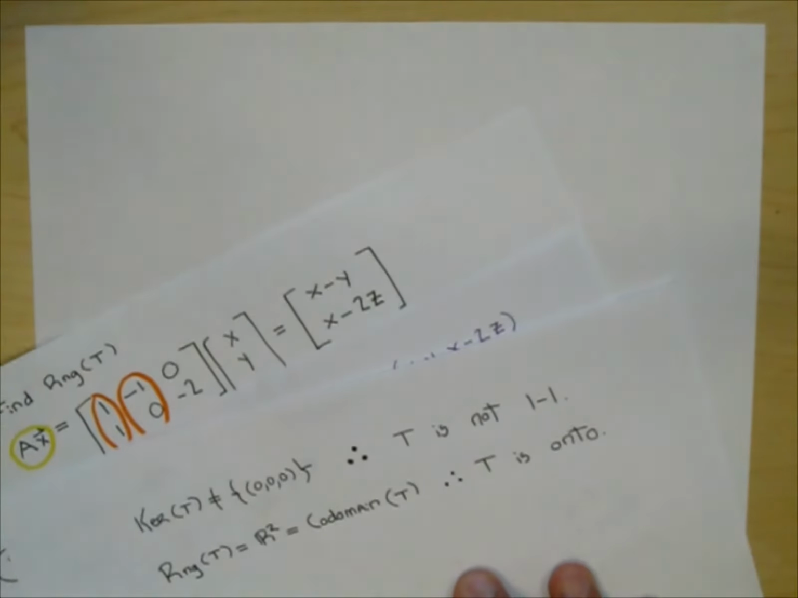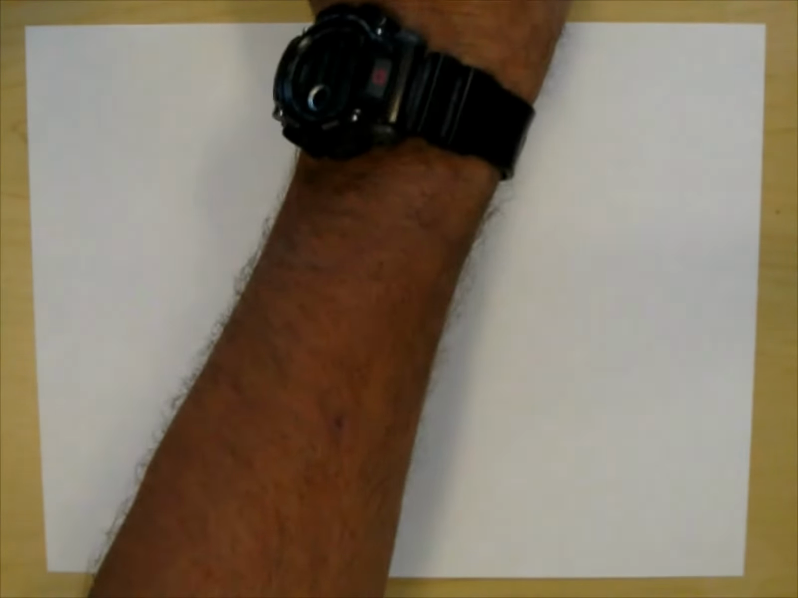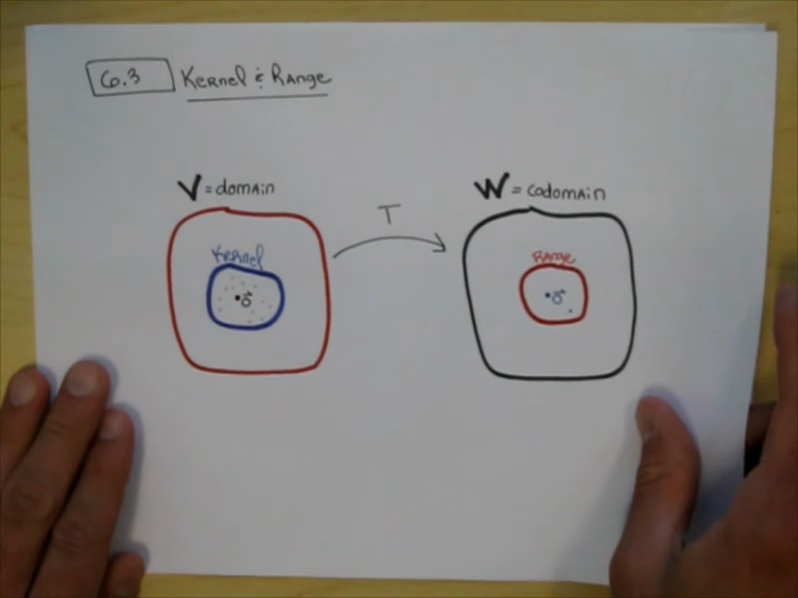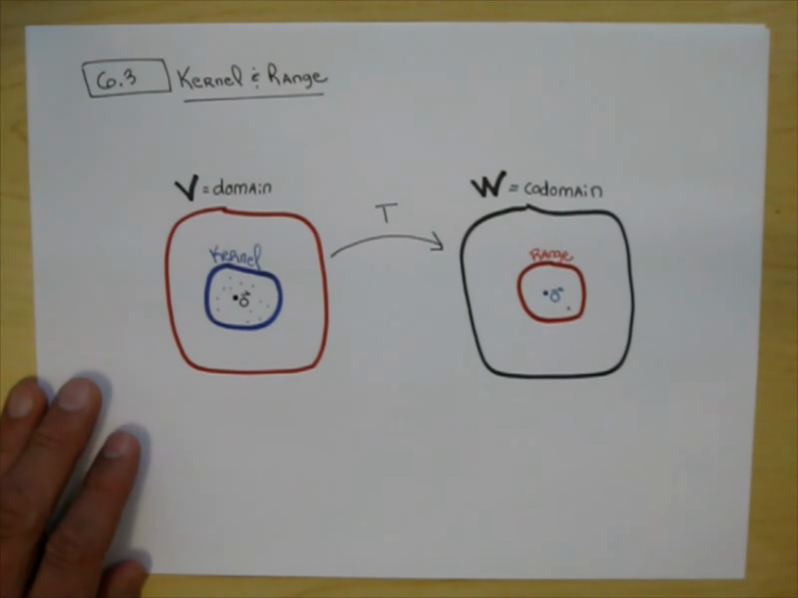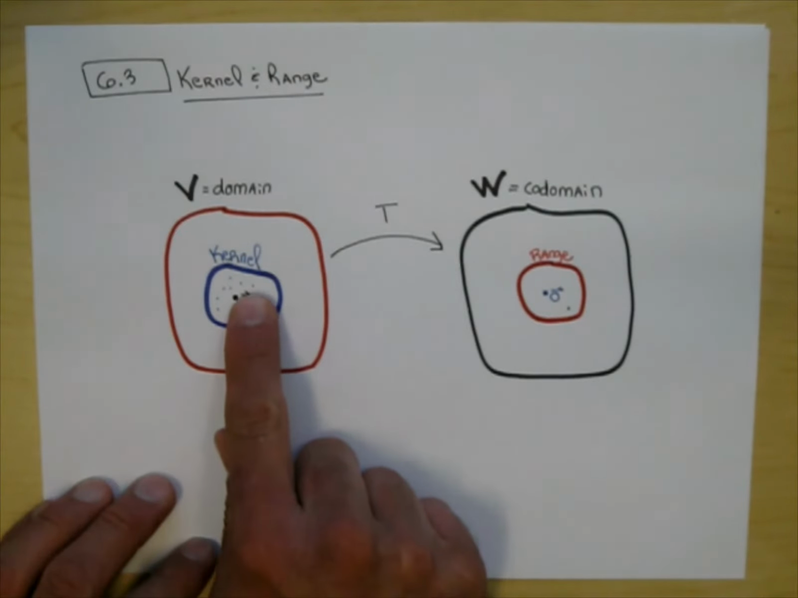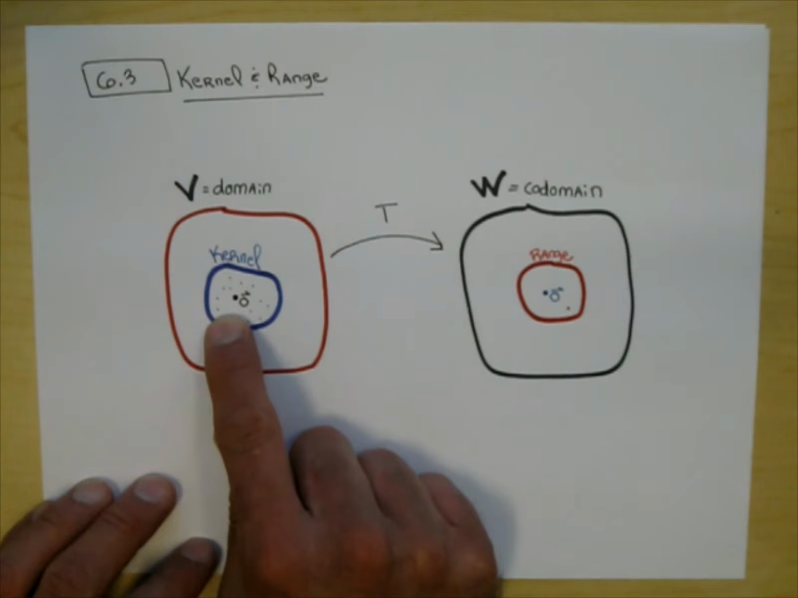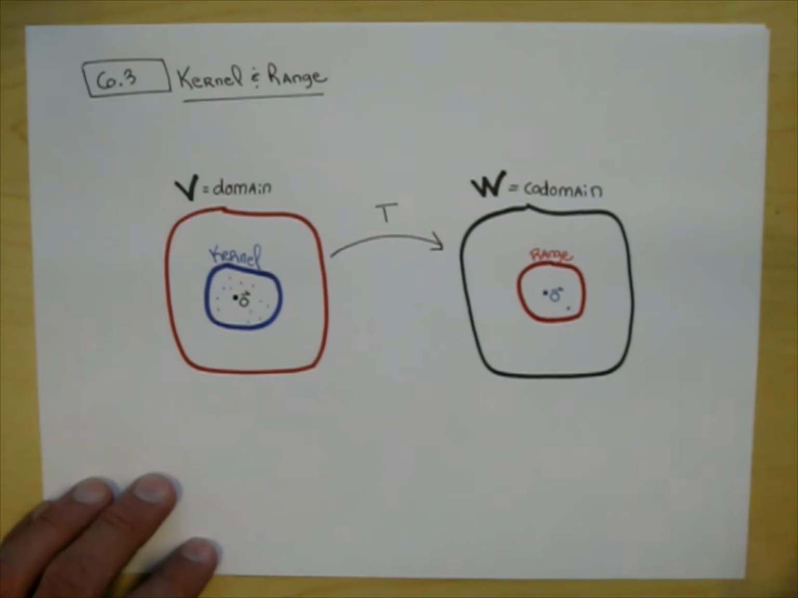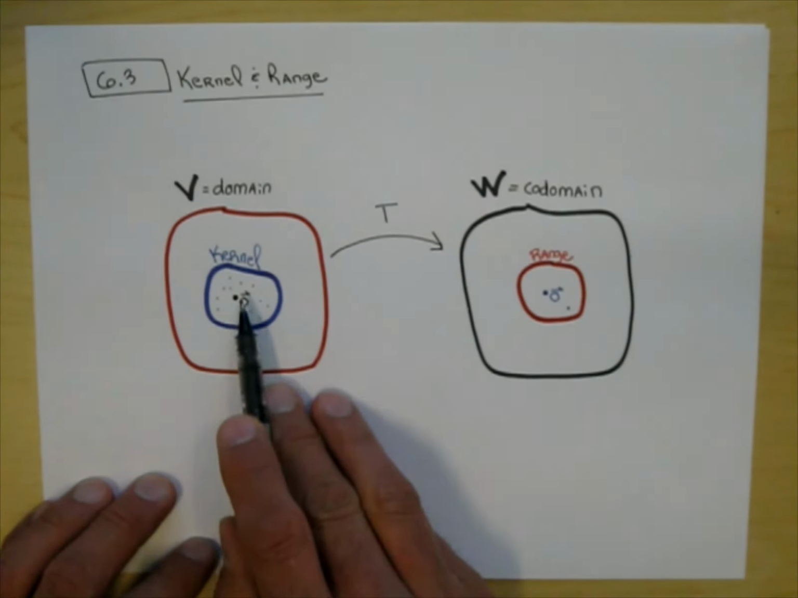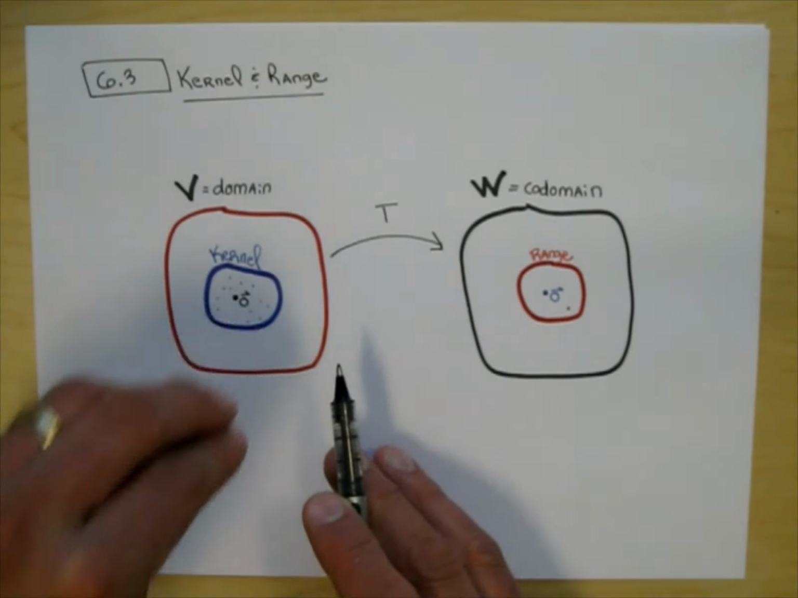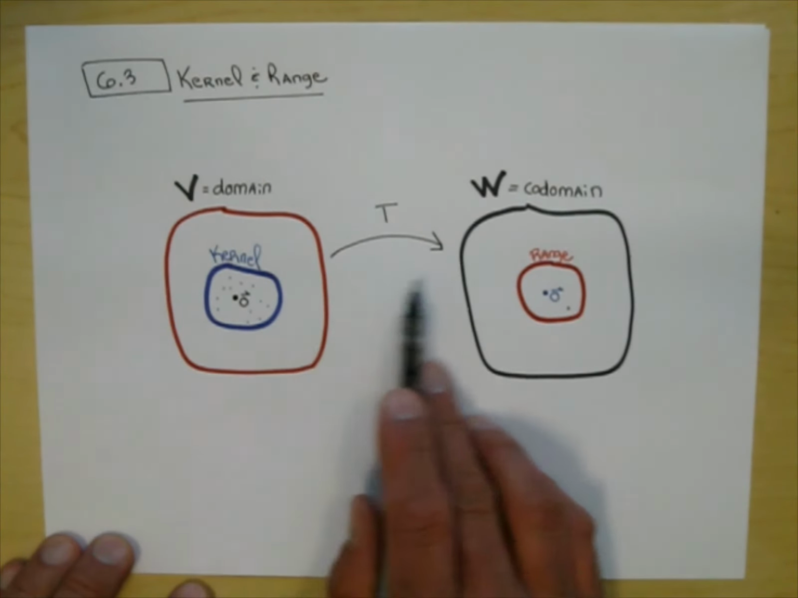We might be done with this example. Before I get into the proof of that theorem, let's take a look at my favorite picture here. When this kernel is just that dot, so when the kernel goes whoosh, then this thing is 1-to-1.